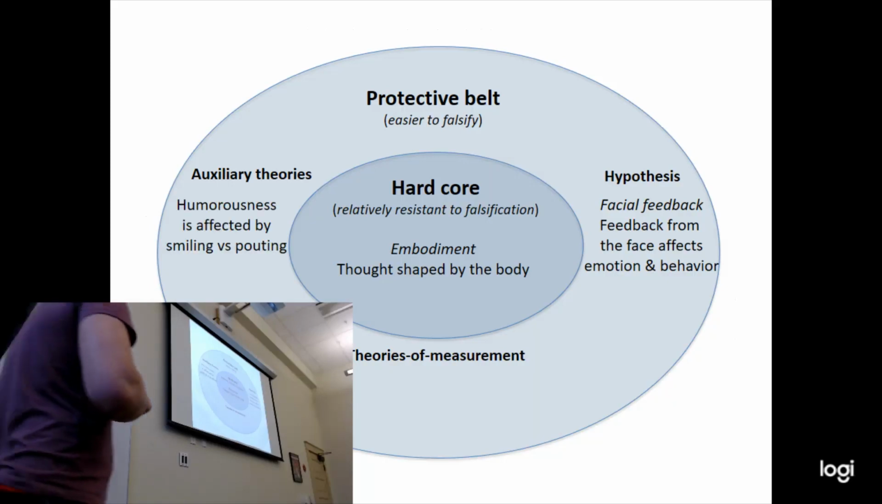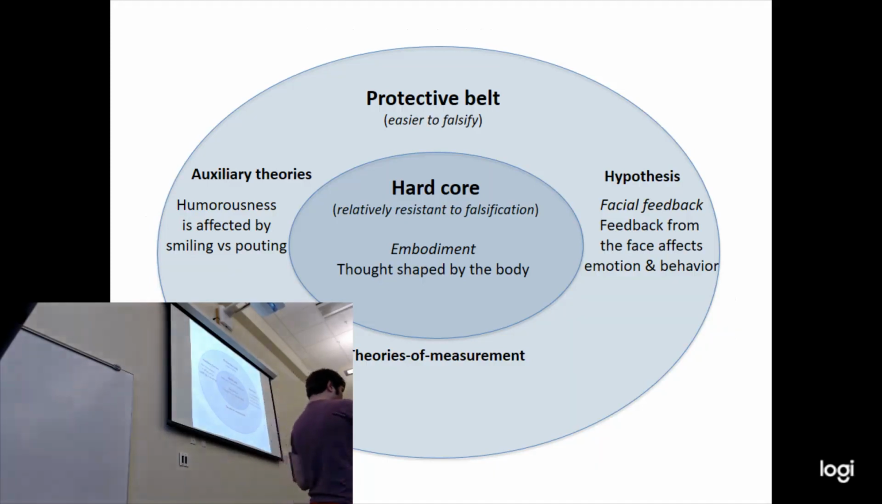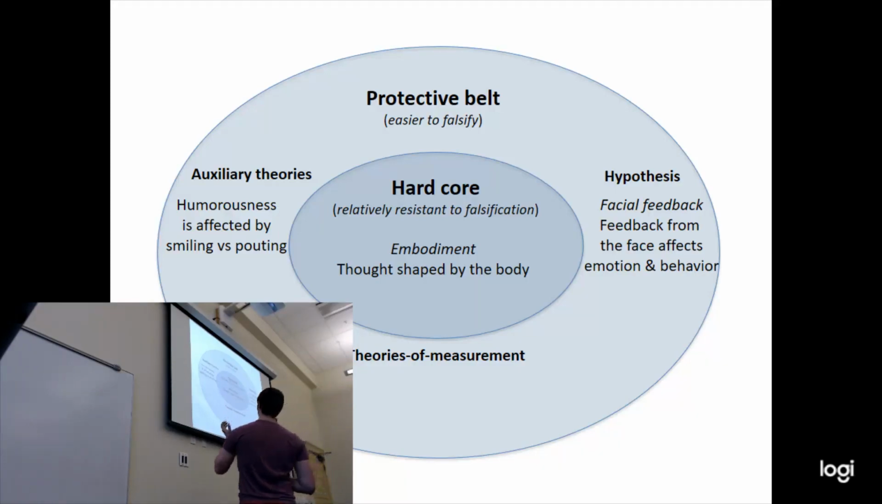So I want to point out here that in order to connect this specific set of evidence to other aspects of the theory, we need a lot of auxiliaries. One of those might be that humorousness is affected by whether you're smiling or you're pouting. That's not stated directly in this hypothesis, but there's this supportive idea that connects the idea of embodiment to the idea of facial feedback.